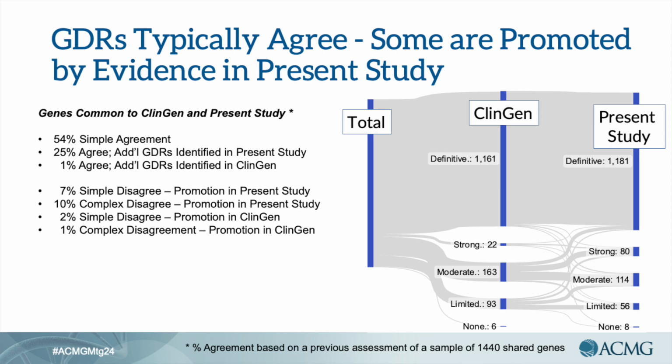And then in terms of the disagreement, you'll notice that about 17% have either simple or complex disagreement, but in the analysis, those GDRs were promoted in the present study based on a surfeit of evidence and a scalability of curation to stay abreast of those newly published references.